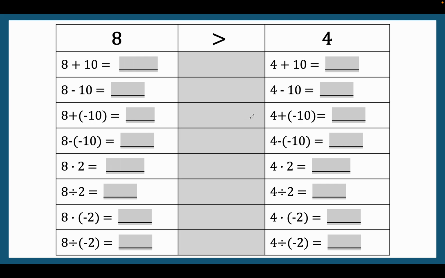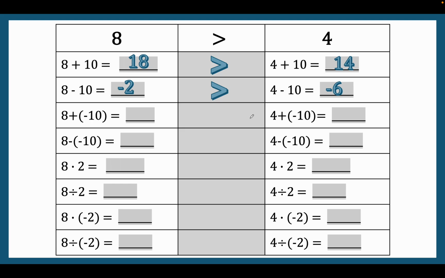So starting with 8 plus 10 and 4 plus 10, that gives us 18 and 14. And as you can see, the left side is still greater than the right side. Subtracting 10 from both, we get 8 minus 10 is negative 2, and 4 minus 10 is negative 6, and this still leaves us with the left side being greater than the right side.